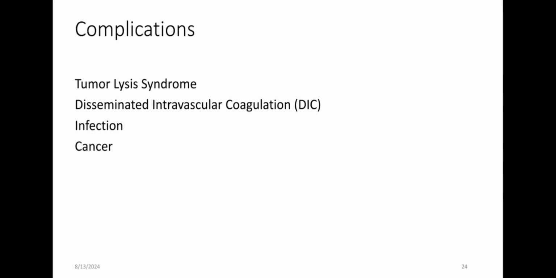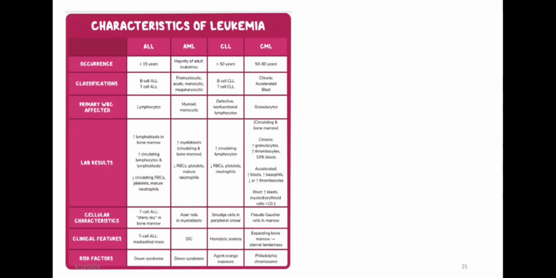Cancer. Survivors of leukemia are at an increased risk of subsequent cancers. For example, the Childhood Cancer Survivor Study demonstrated that the 30-year cumulative incidence of any cancer after leukemia was 5.6%. The most common second neoplasm in childhood leukemia survivors are different subtypes of leukemia or lymphoma. This is basically a summary of what we've discussed.